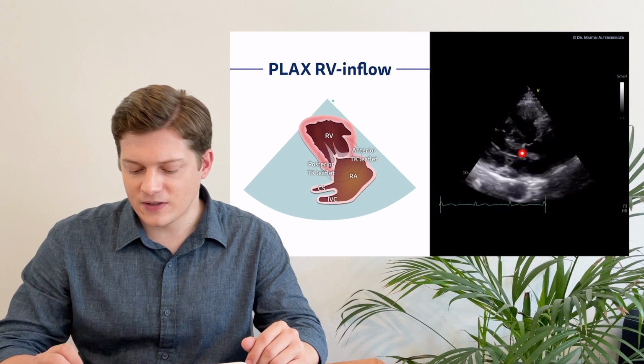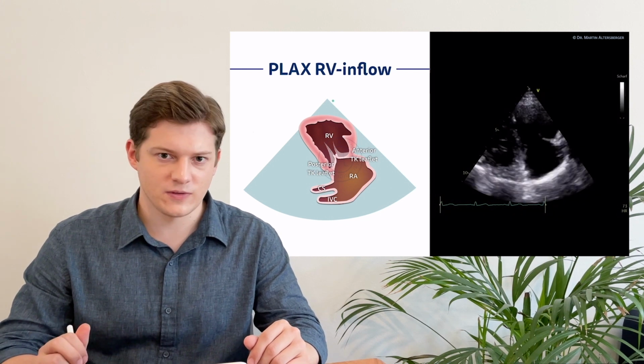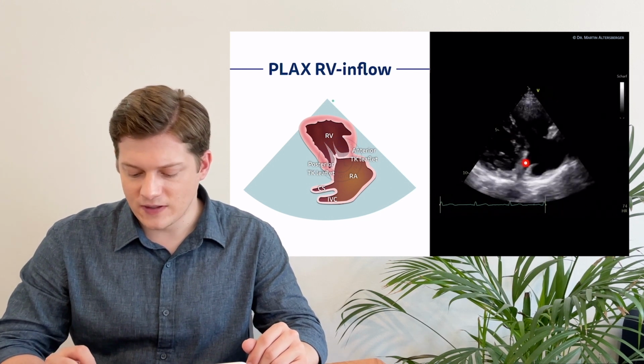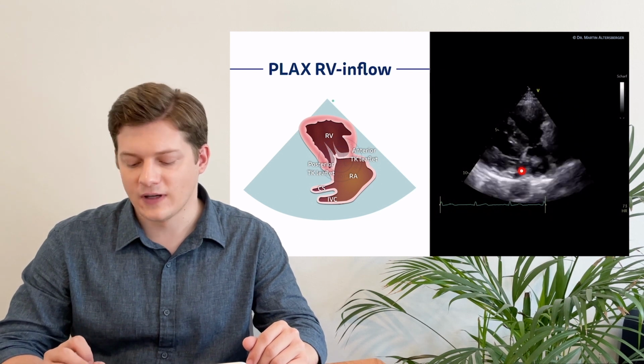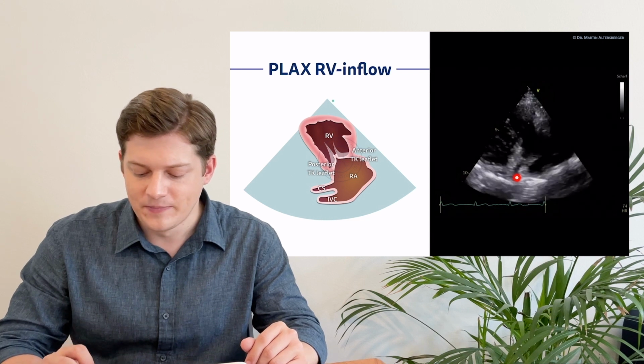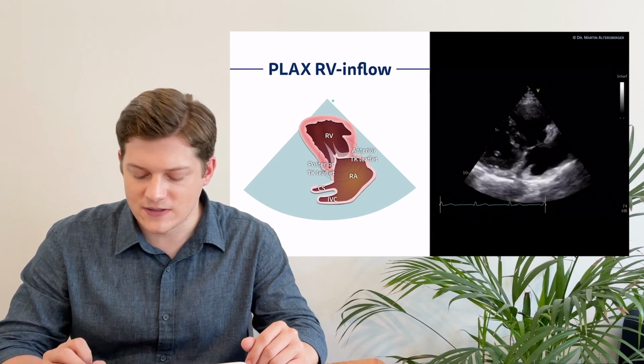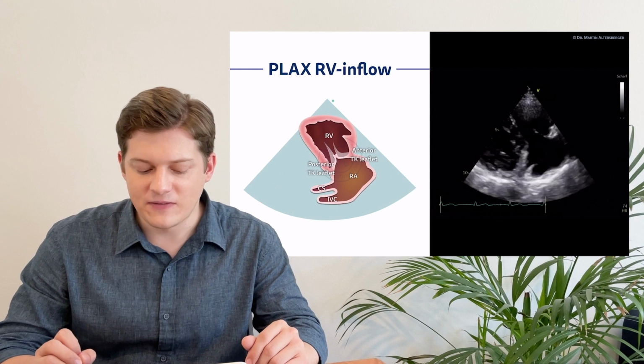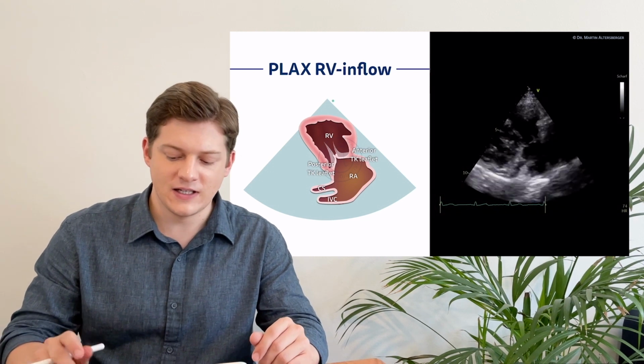This is the anterior leaflet. This is the posterior leaflet. Most structures we can see here are in this inflow, therefore it's called RV inflow, so from the right atrium to the right ventricle. And the right ventricular inflow includes the coronary sinus and the IVC, so the inferior vena cava.